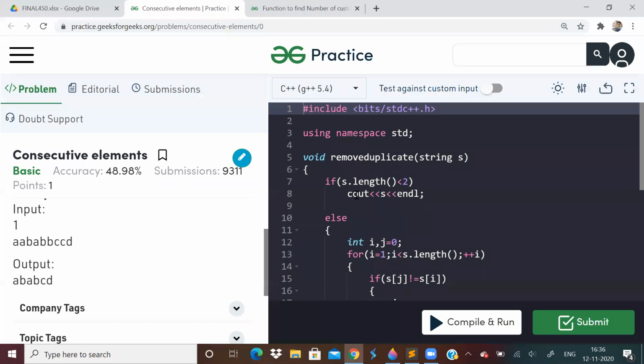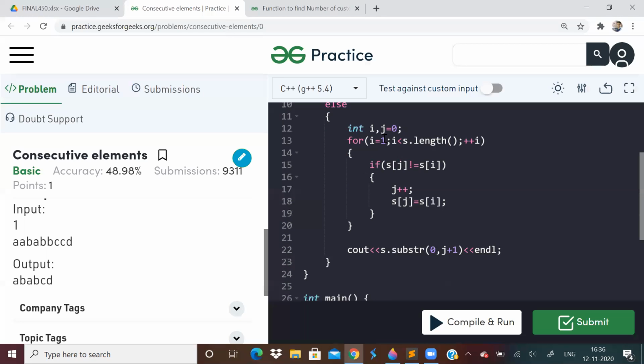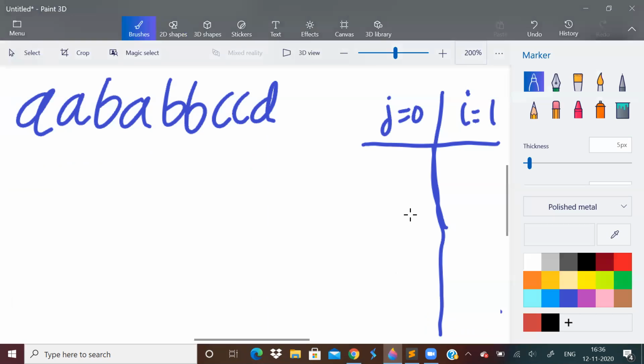First of all, if the length of the string is less than 2, then we don't have to do anything. Let us just print the string as it is. If the length of the string is greater than or equal to 2, what to do? As I said, let us use the two-pointer method. Let j be 0 and I be 1. If s of j is not equal to s of I, then we do j plus plus and we equate s of I to s of j. Let me show you what I'm saying.